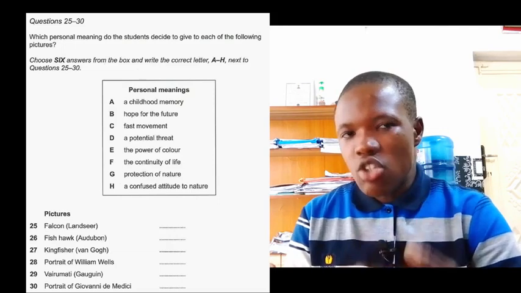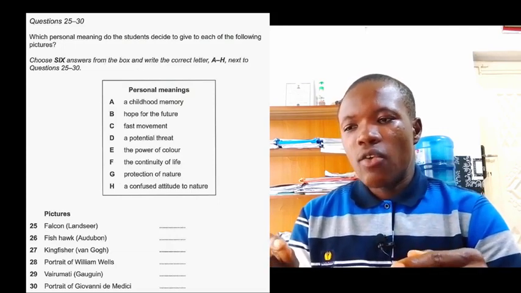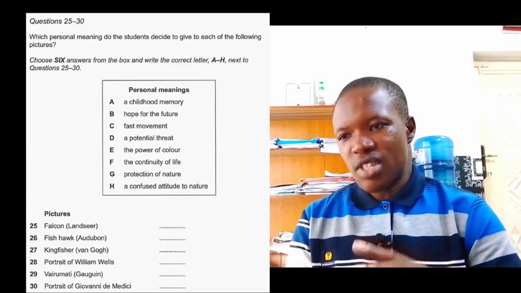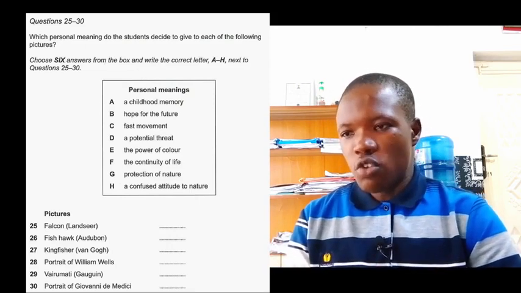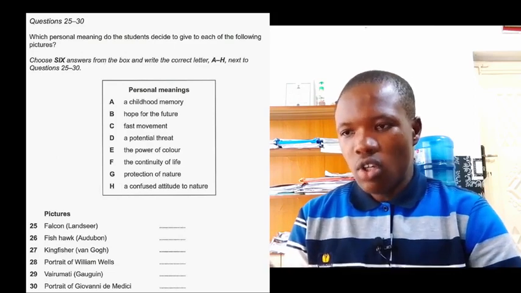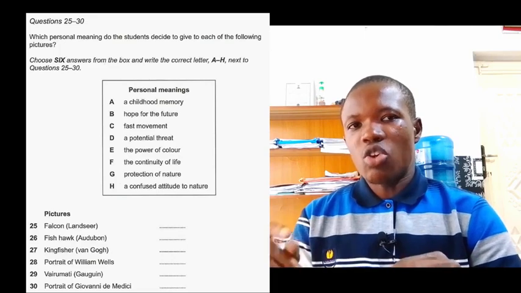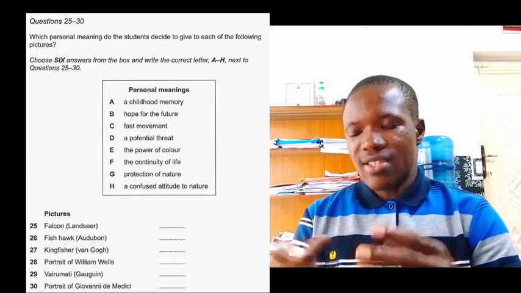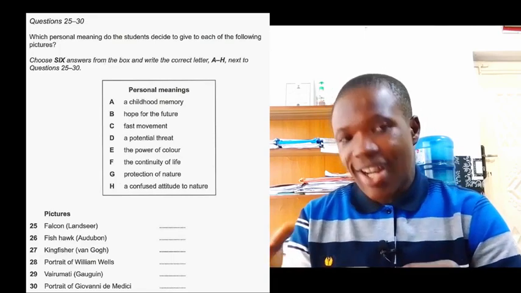Now, when they begin to talk, or when they begin to share their views, they will not mention any of these personal meanings the way they've been written here. You're not going to hear "hope for the future," for instance, or "the power of color," or "the continuity of life." You will not hear any of that. So what are you going to hear instead? What you're going to hear instead would be paraphrased versions of those words that are here.